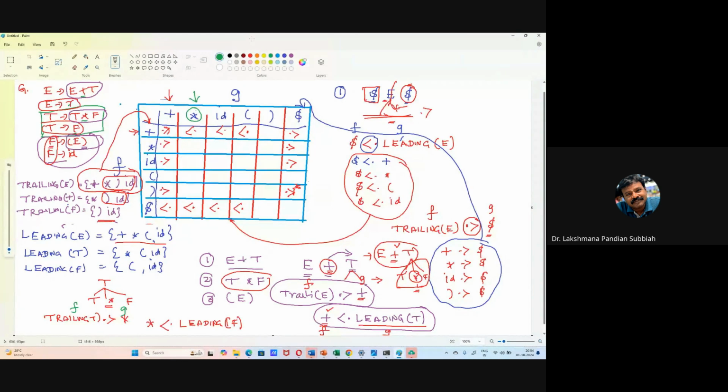Now the trailing of T is the previous star, then ID and the close bracket. So that is what we are having now. The trailing of T is here. You have to fill the column, right? Next we are having another rule. Here this is F of, this is G of. So you take that row-wise the star, and we have to fill the leading of F. Leading of F is ID and open bracket. So that one is here, ID and open bracket.